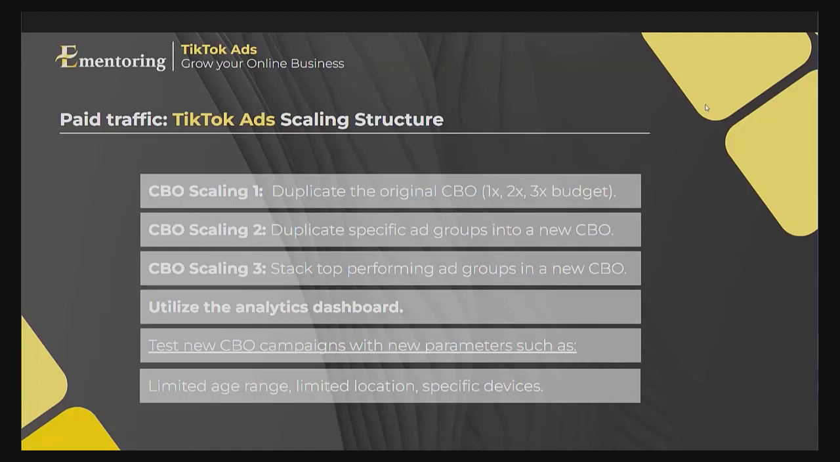You can duplicate specific ad groups into a new CBO as well, with multiple copies of the same ad group, and you can stack audiences. This is something that works very well with TikTok as well. Stack your top performing ad groups into a new CBO.